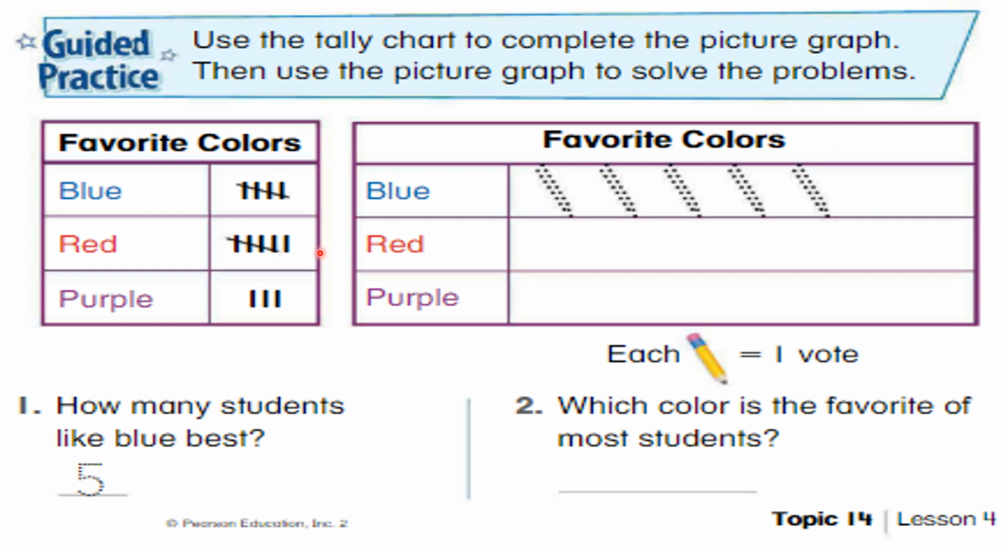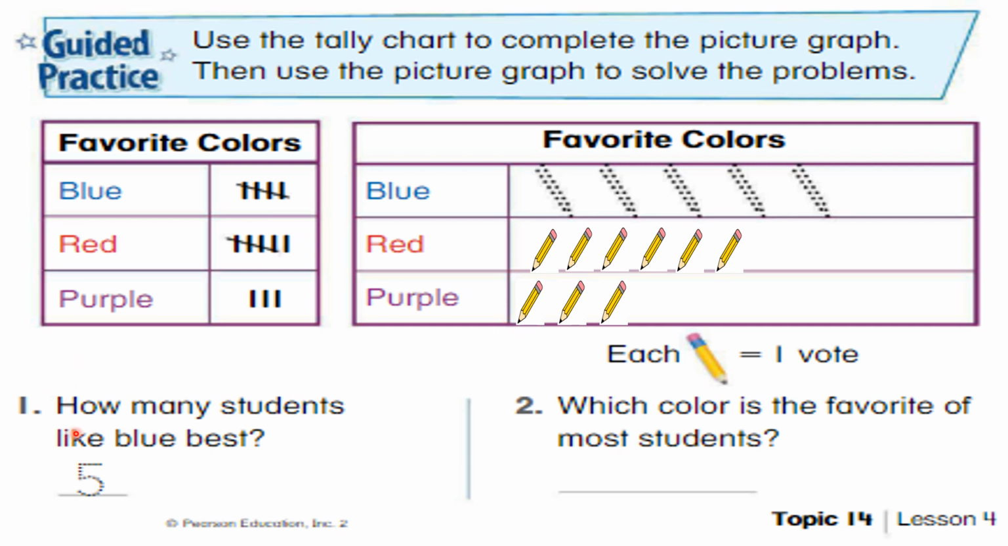Now, how many people like red color? Excellent, it is 6. 5 and 1 more, 6. So, how many pencils will I draw here for red color? Excellent, 6 pencils. 1, 2, 3, 4, 5, and 6. Now quickly tell me how many people like purple color. Excellent. 3. So how many pencils do we have to draw? Very good. 3 pencils. So 1, 2, and 3.